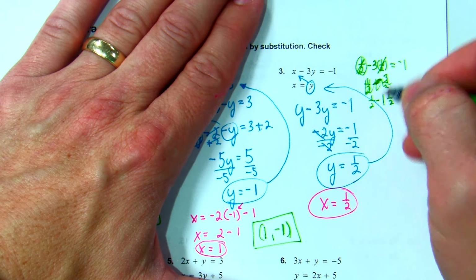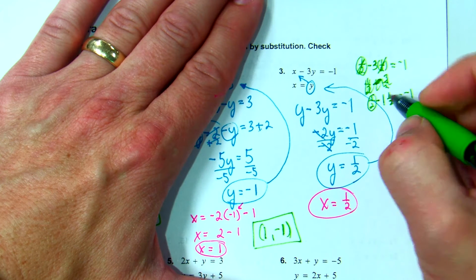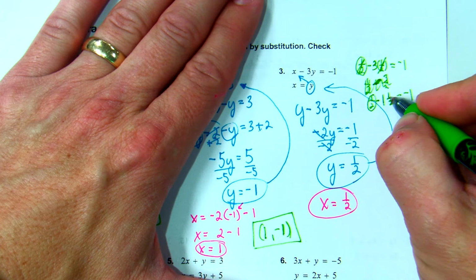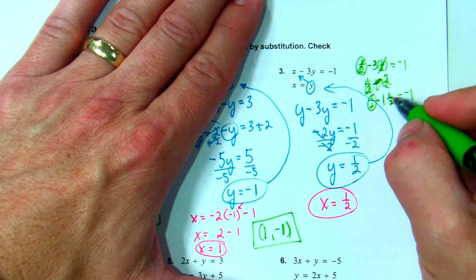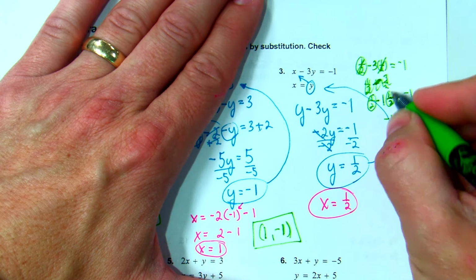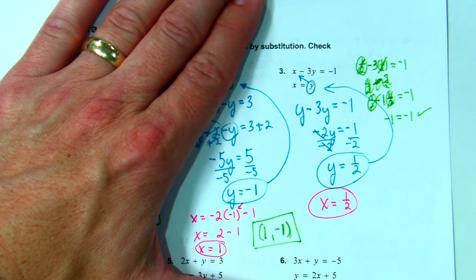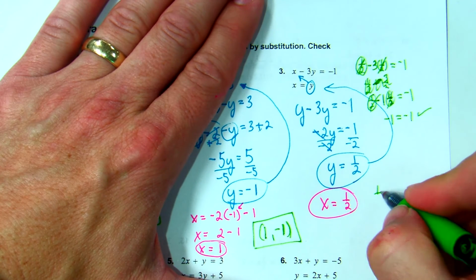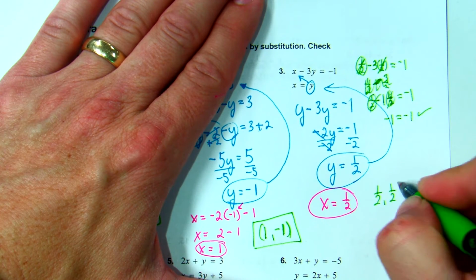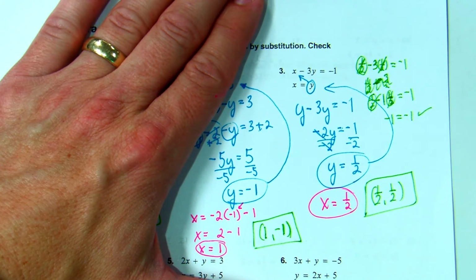So now I can do what I was trying to do before. Positive 1/2 and negative 1 and 1/2 just means that the 1/2s will go away. If I take 1/2 away from 1 and 1/2, I get a negative 1. So that does equal negative 1, so it checks out. So the answer is 1/2, 1/2. That is my solution to this system of linear equations.